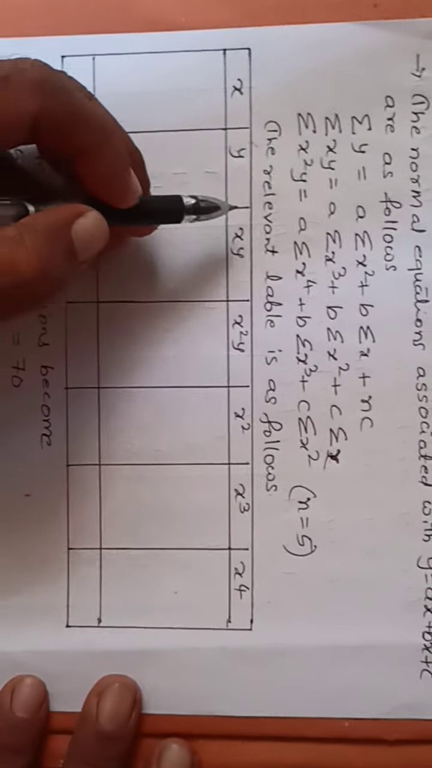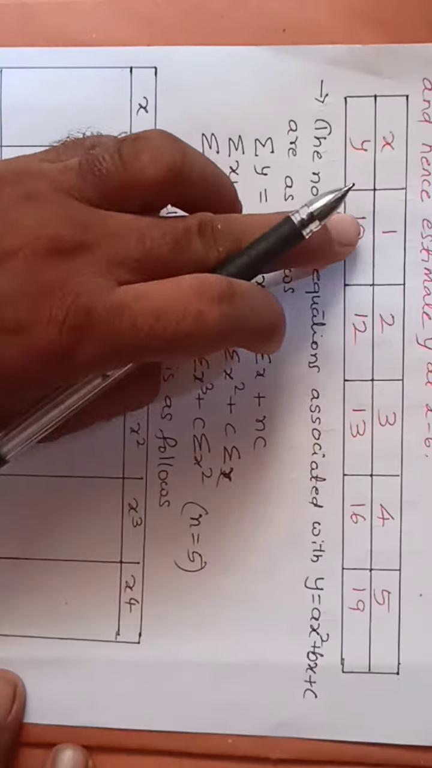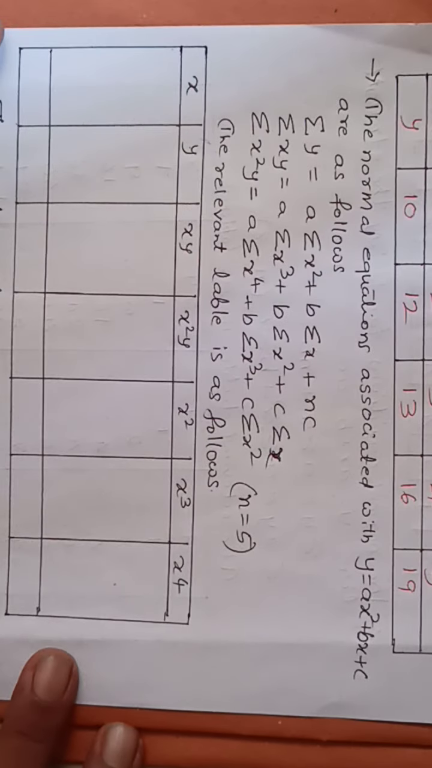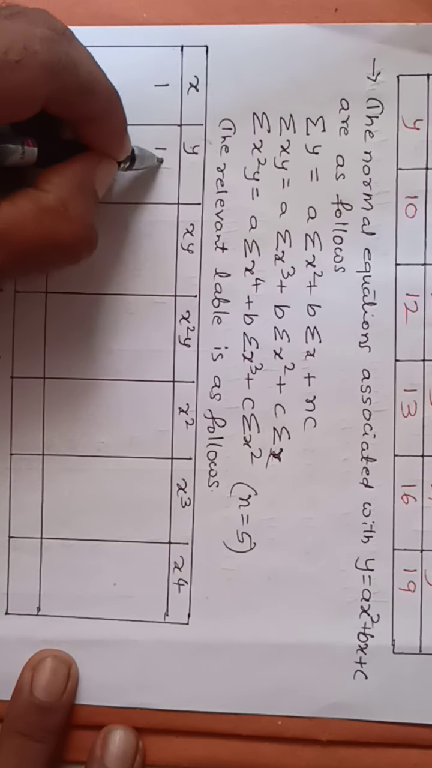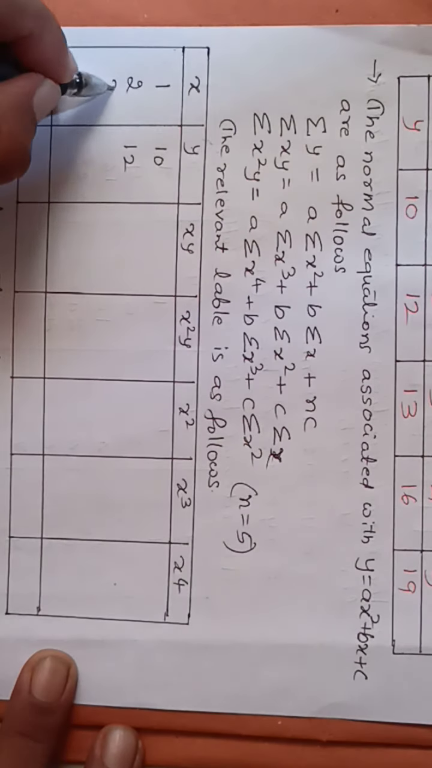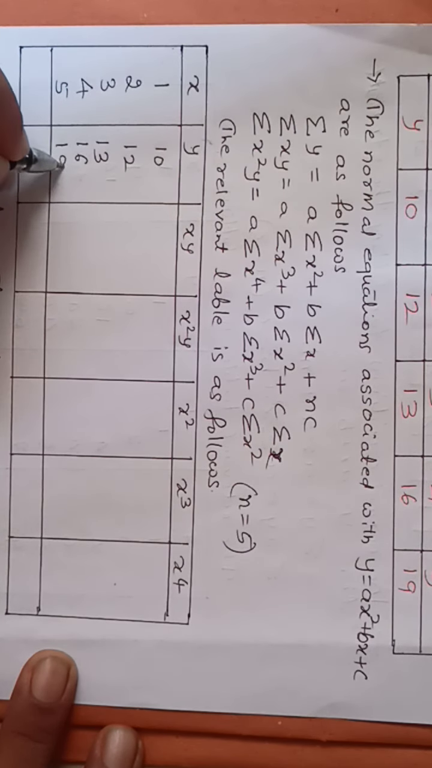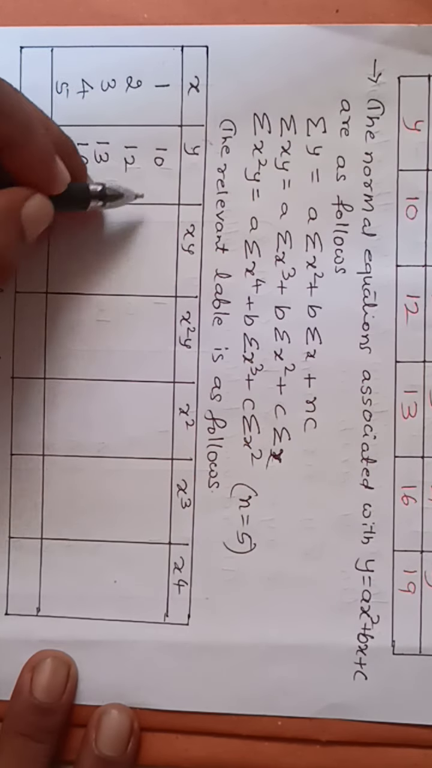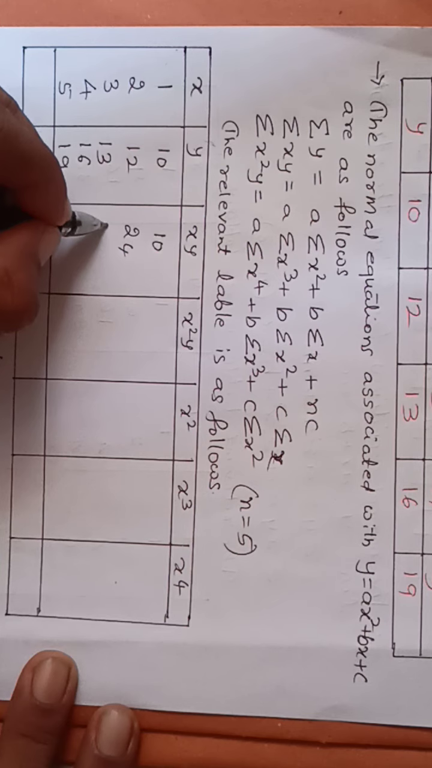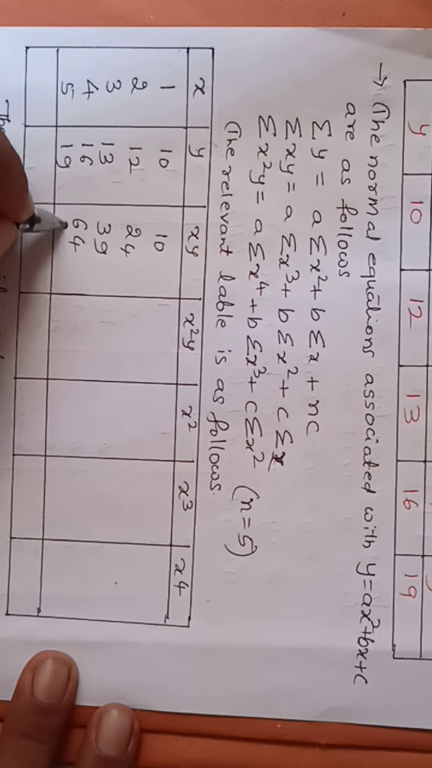Next, the relevant table is as follows. So first, write down these values given. x is 1, 2, 3, 4, 5 and y values are 10, 12, 13, 16 and 19. Now multiply x into y: it is xy, 1 into 10 is 10, 2 into 12 is 24, 3 into 13 is 39, 4 into 16 is 64, 19 into 5 is 95.